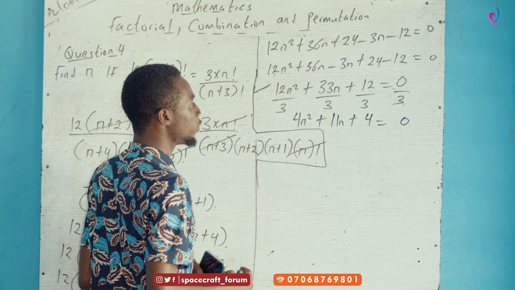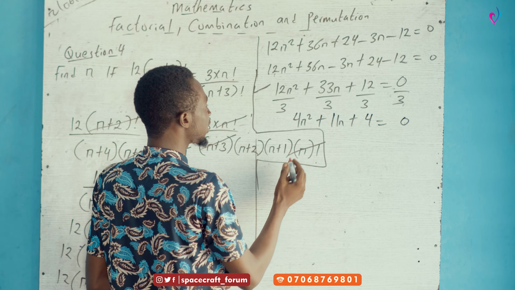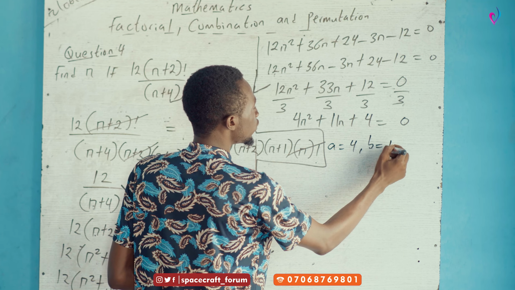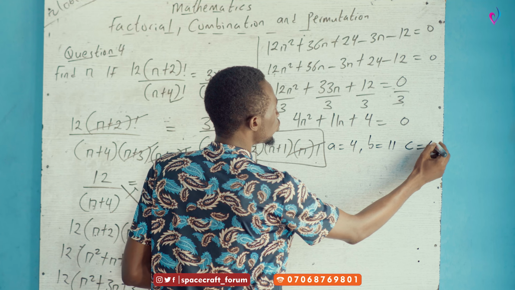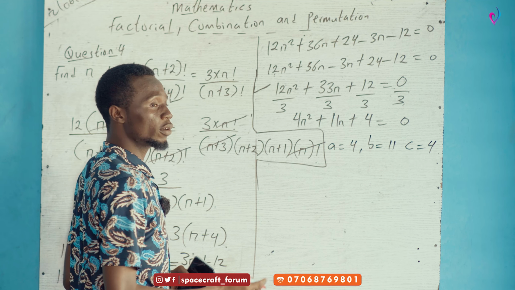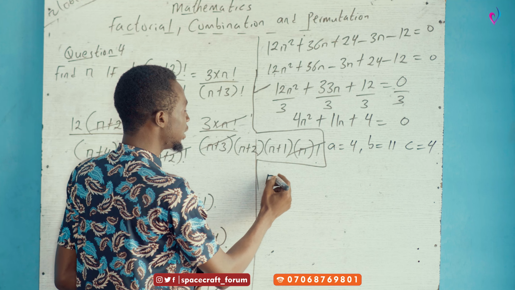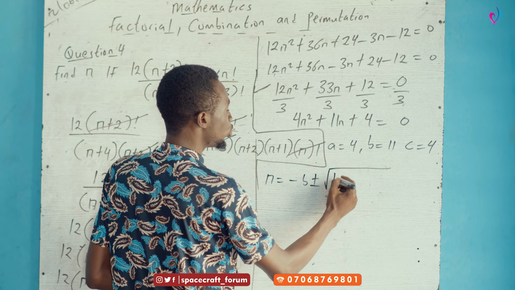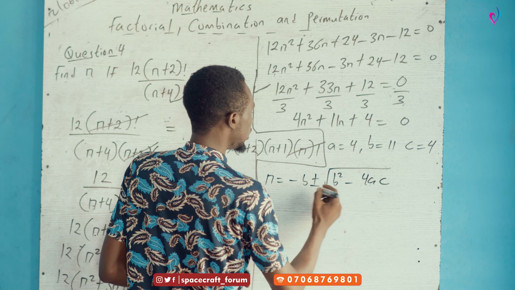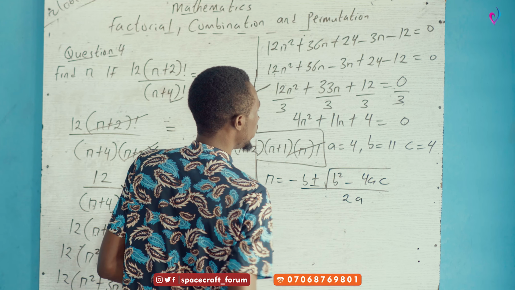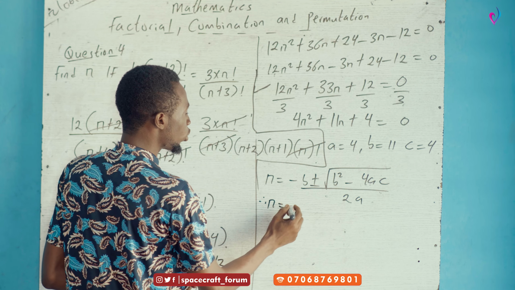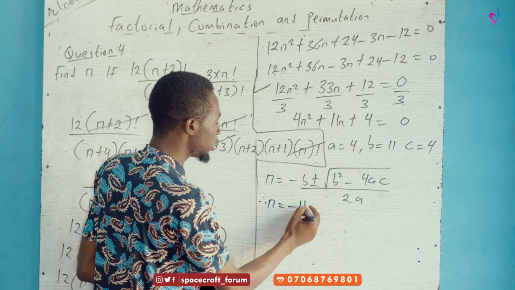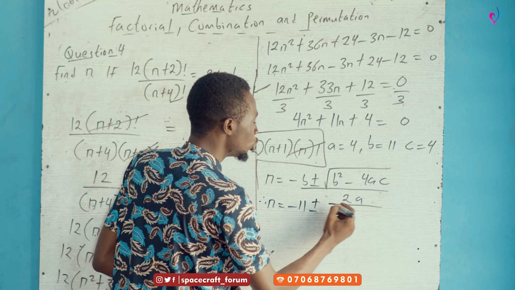You can use almighty formula to solve this. So automatically, my a is equal to 4, my b is equal to 11, and my c is equal to 4. What's the formula? Almighty formula method. We know that n is equal to minus b plus or minus square root of b square minus 4ac, divided by 2a. Therefore, n is equal to minus b. Since our b is what? Is 11. Having what? Minus 11 plus or minus square root.